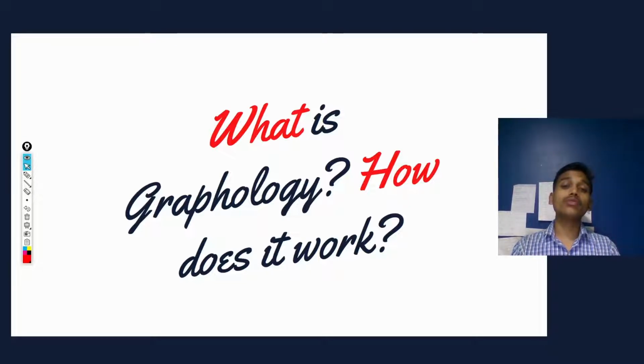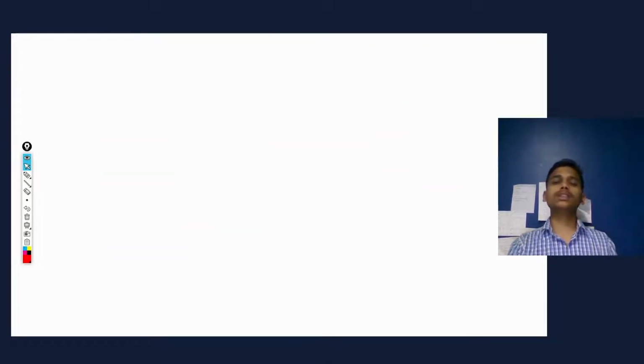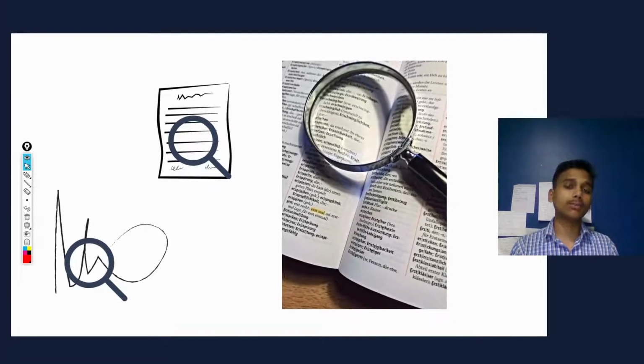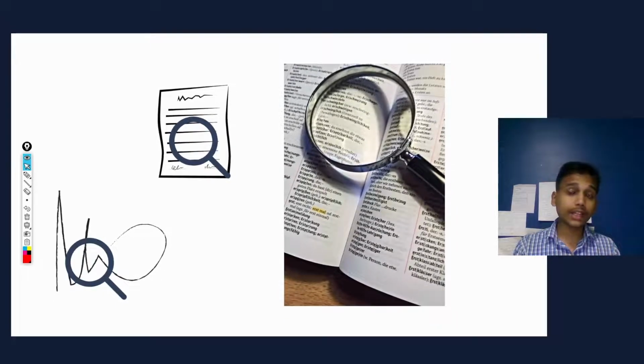And right now, you may be thinking, what is graphology and how does it all work? Well, graphology in simple language is just the art of finding someone's personality by just looking at their handwriting or signature. Okay, or both. Normally, both are required to determine the whole personality.